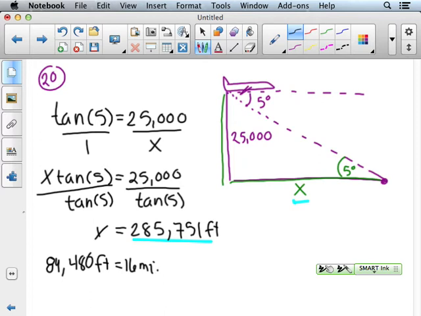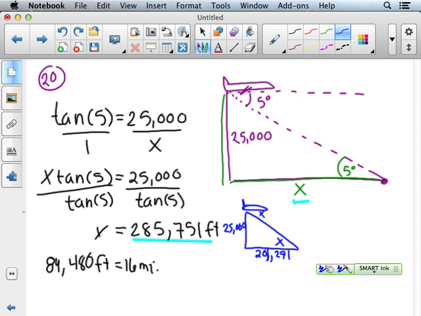So we're going to subtract 285,751 minus 84,480. And we get the new length. So I'm going to draw a new picture. Here's my new triangle. So now here's the airplane, and this is 201,271. I got that from subtracting these because he moved that much further forward. He's still 25,000 feet in the air, and now we want to know the new angle of depression.